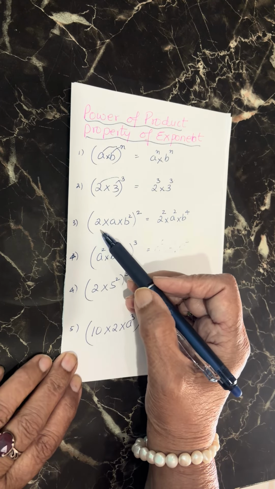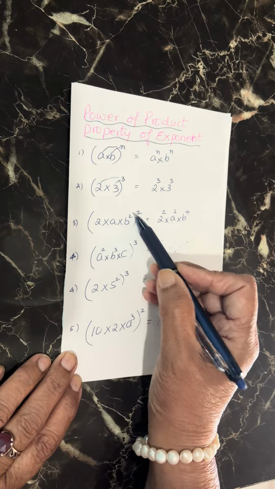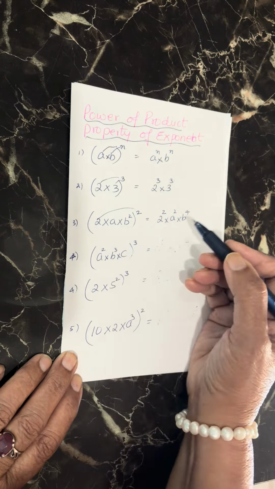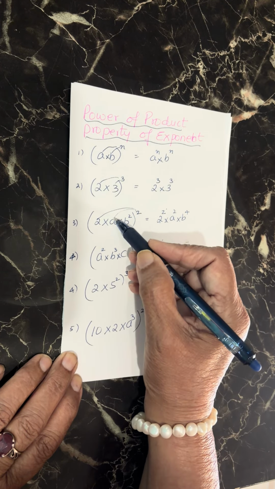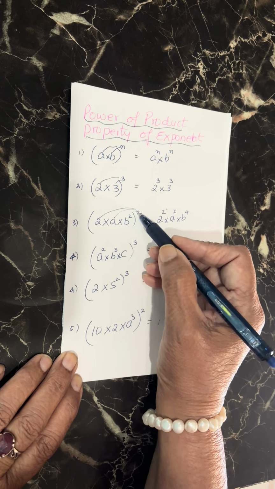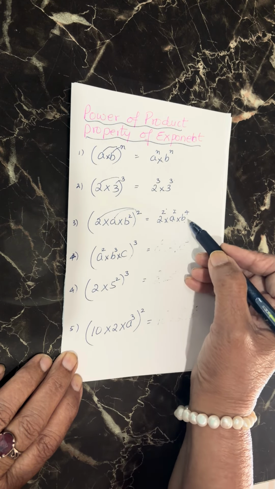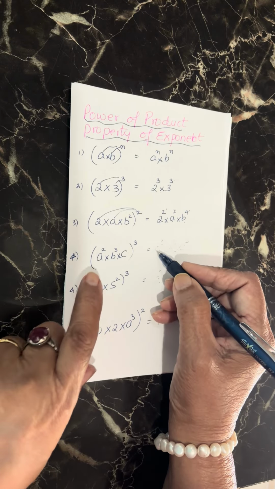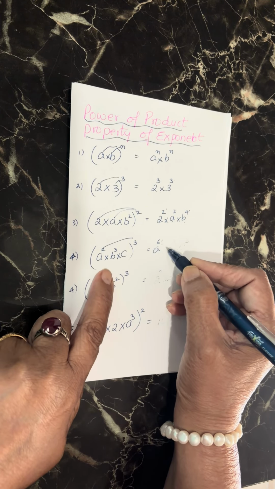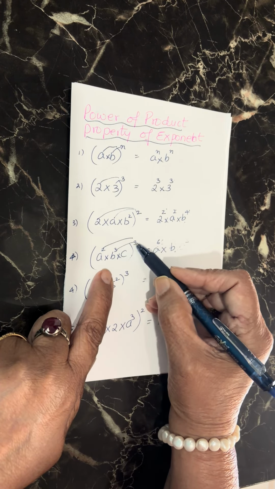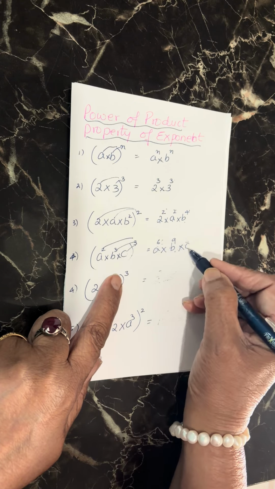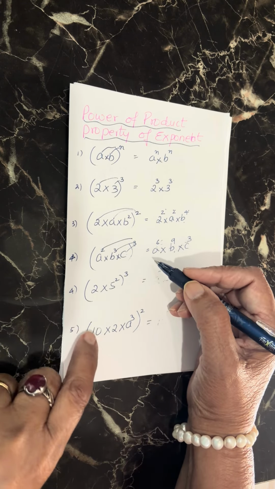Similarly, we have here 2 times a times b squared, and the whole power is 2. So this 2 multiplies to 2, giving 2 to the power 2. Then 2 multiplies to a, giving a to the power 2. And 2 and 2 multiply. So 2 times 2 is 4. So b to the power 4. Similarly here it becomes a to the power 3 times 2, 6, times b to the power 3 times 3, is 9, times c to the power 3. So power and power multiplies.